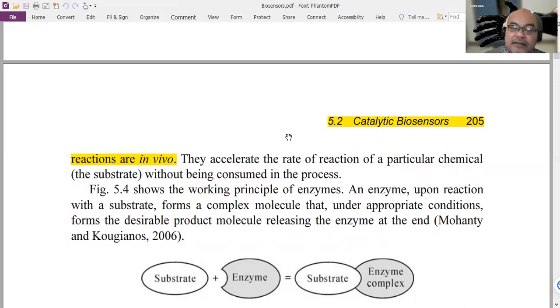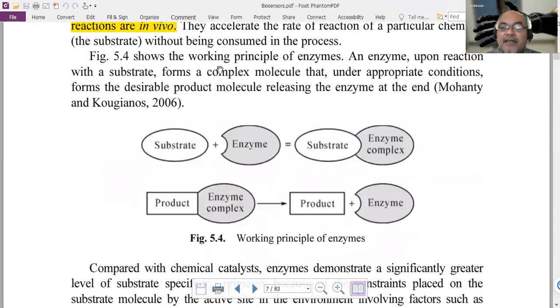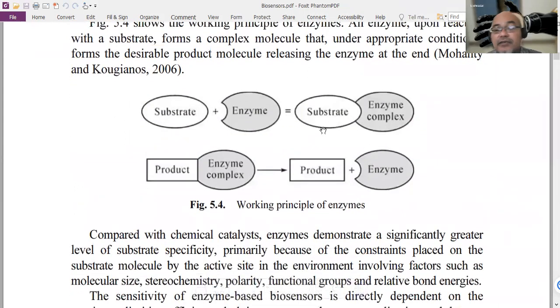In a catalytic biosensor, on the other hand, the enzyme itself is not consumed in the reaction. After the substrate reacts with the other reactant to make a product, the product will detach from the enzyme. Then the enzyme is standalone again, on itself, and it can do another reaction with the substrate. Like this.